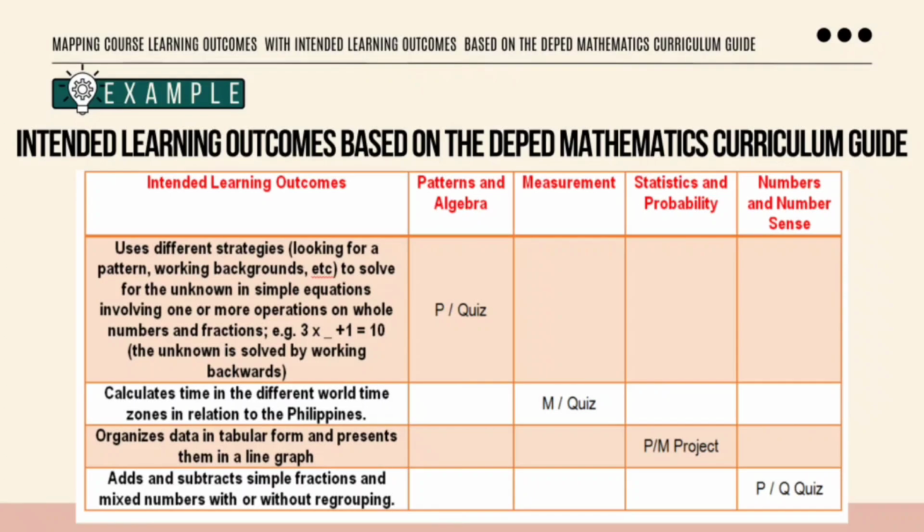So this table is just an example. The assessment that is being used in these intended learning outcomes in every course are just an example. So the teacher will be the one to assign what type of assessments she will be using to achieve the intended learning outcomes she or he had prepared.